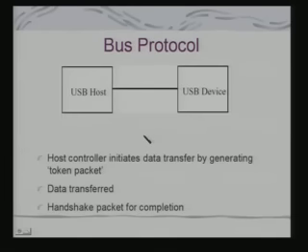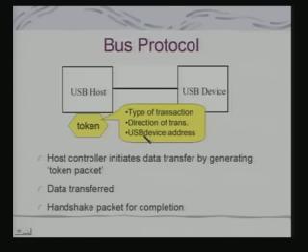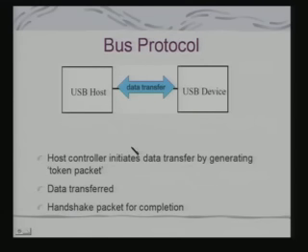So, basically this is how the whole operation works. This is a USB host which initiates a token. This has the type of transaction, direction of transaction and USB device address. Once that is received, depending on the type of transaction, the data transfer takes place and the handshake packet is used for acknowledgement as well as completion of a transaction.